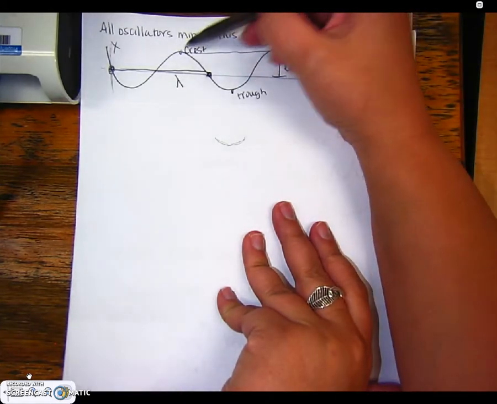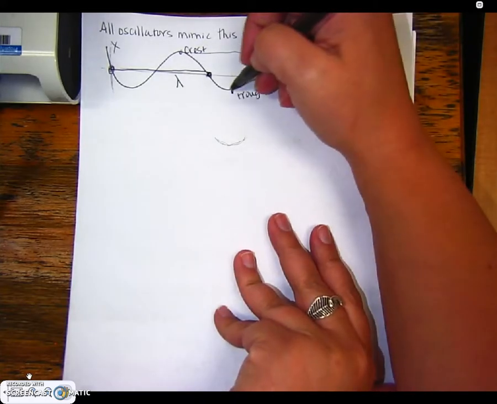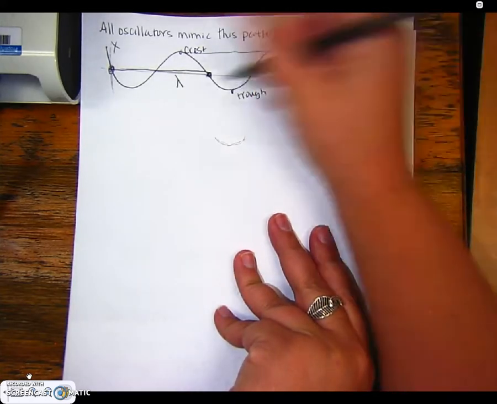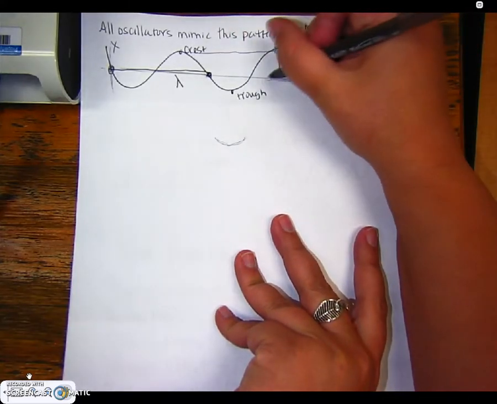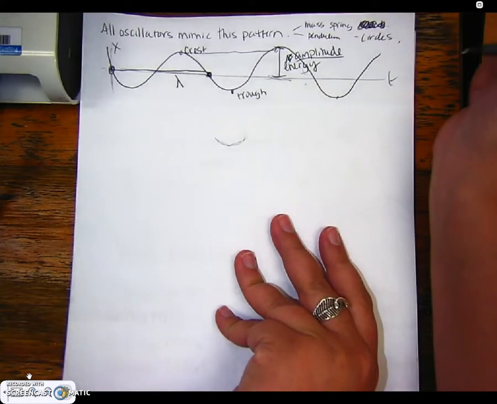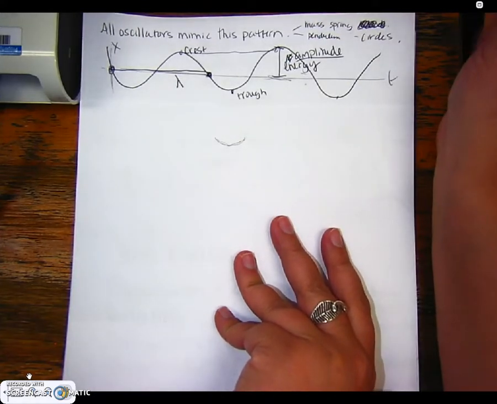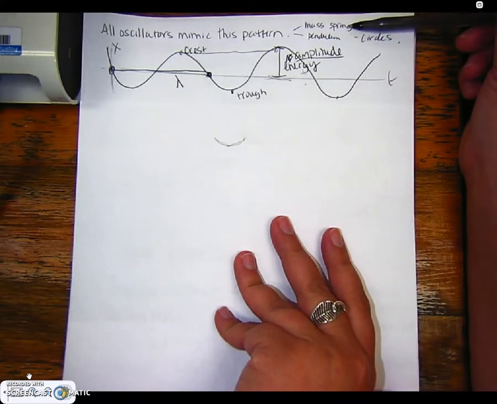That's also the distance between the two peaks of the wave, which is called the crest, or between the two valleys of the wave, which are called troughs. The height of the wave from this rest line is called the amplitude, and it really relates to the energy that the wave carries. Now keep in mind that all oscillators are going to mimic this pattern if we're going to look at them graphically.